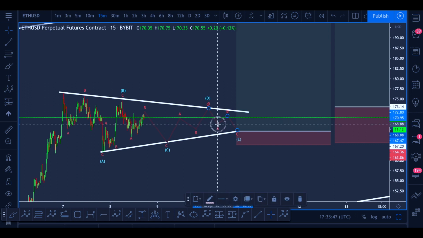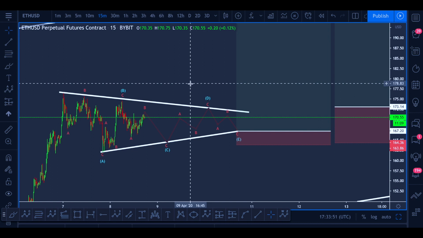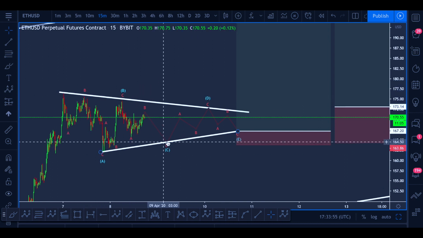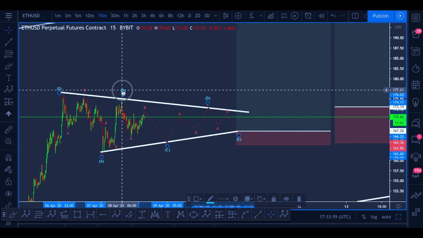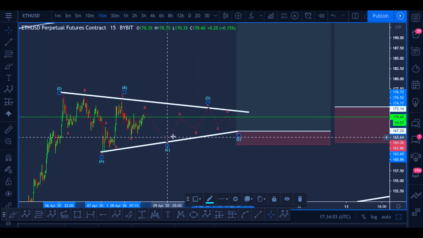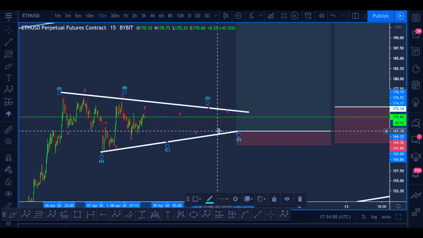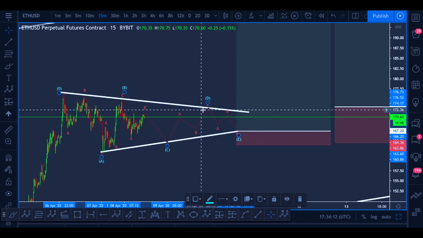As you can see, I have it pointed out as an ABCDE triangle. So this is a symmetrical triangle, and it consists of lower highs and higher lows. So the A makes the low, the B makes the high, the C is a higher low from this, and the E is a higher low from C. So you're constantly making higher lows, and you're constantly making lower highs.